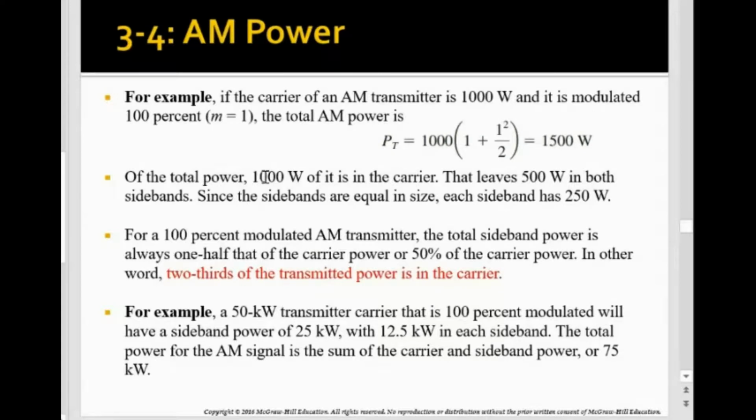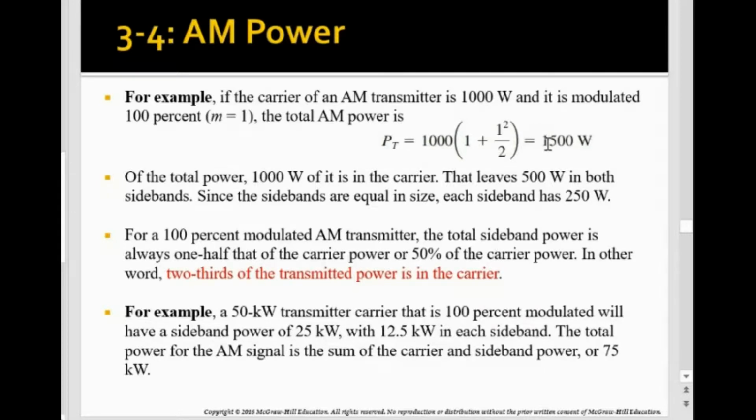Carrier carries the most power, but has no information. For a 100% modulated AM transmitter, 100% means the best condition. The total sideband power is always 1/2 that of the carrier power, or 50% of the carrier power. So 50% of carrier power we have in the whole sidebands, meaning both of them. In other words, 2/3 of the transmitted power is in the carrier and 1/3 is in the sidebands.